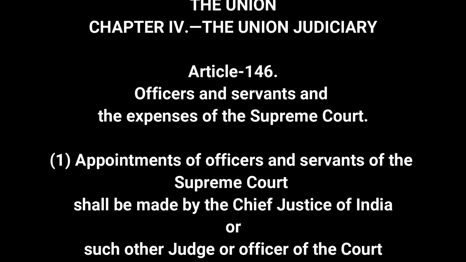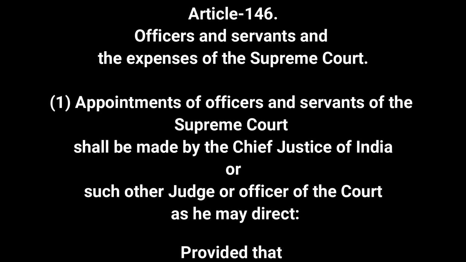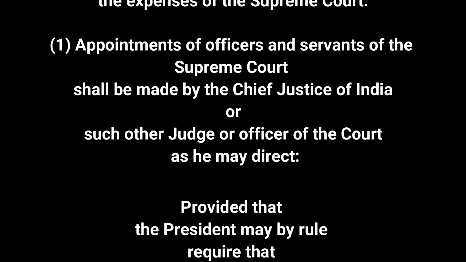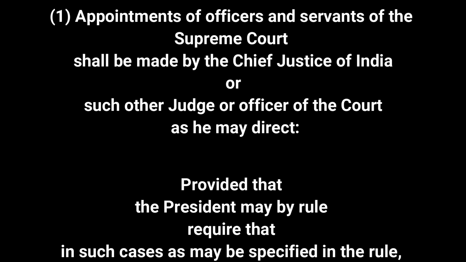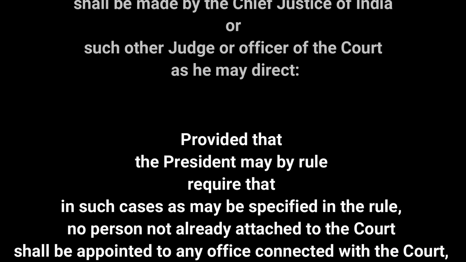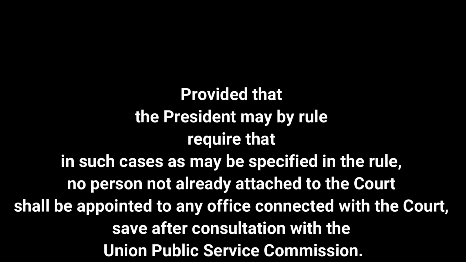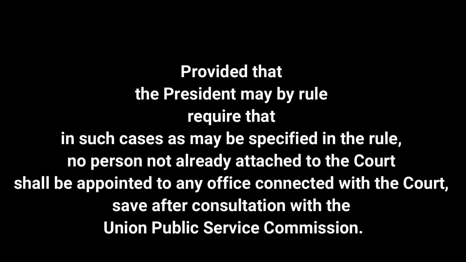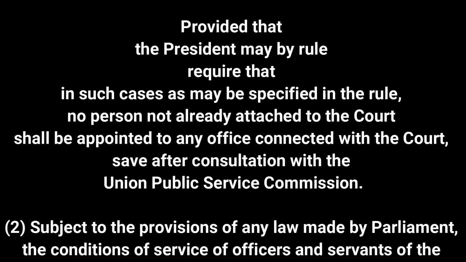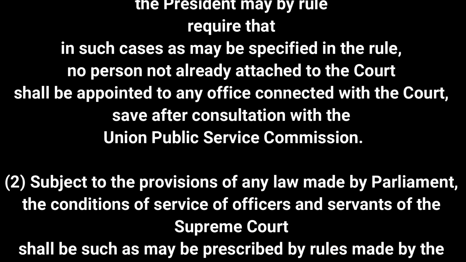1. Appointments of officers and servants of the Supreme Court shall be made by the Chief Justice of India, or such other judge, or officer of the court, as he may direct. Provided that, the President may by rule, require that, in such cases as may be specified in the rule, no person not already attached to the court, shall be appointed to any office connected with the court, save after consultation with the Union Public Service Commission.